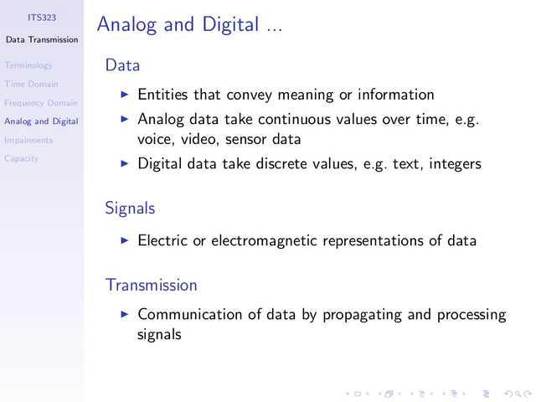The way that we communicate that data is using signals. We send signals from a transmitter to a receiver. The signals represent that data, and the signals can be either analog or digital. So we can have different combinations. We'll see that we can take our voice, analog data.